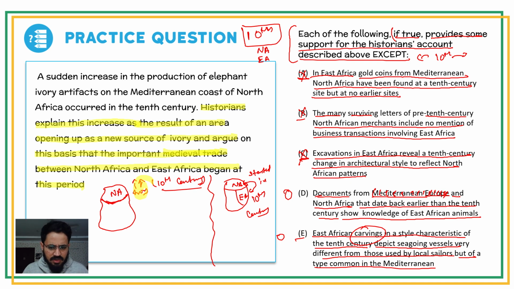So long story short, if you compare D and E, D provides no support for the argument. In fact, it might end up undermining the argument because it forms the link between North Africa and East Africa before the 10th century, that they had knowledge of East Africa before the 10th century. So it provides zero support for the historian's account. So option D is the correct option.